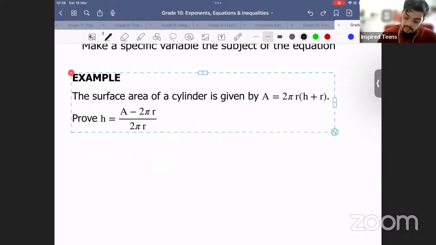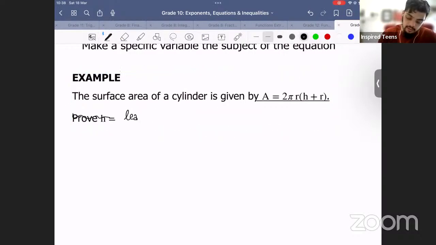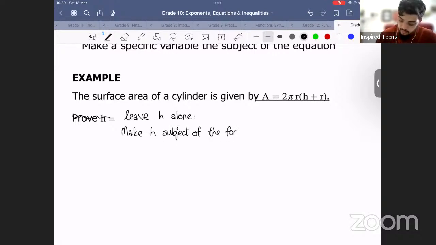Leave H alone. That's informal. Make H the subject of the formula. That's formal. And again, it just basically means for you to leave H alone.